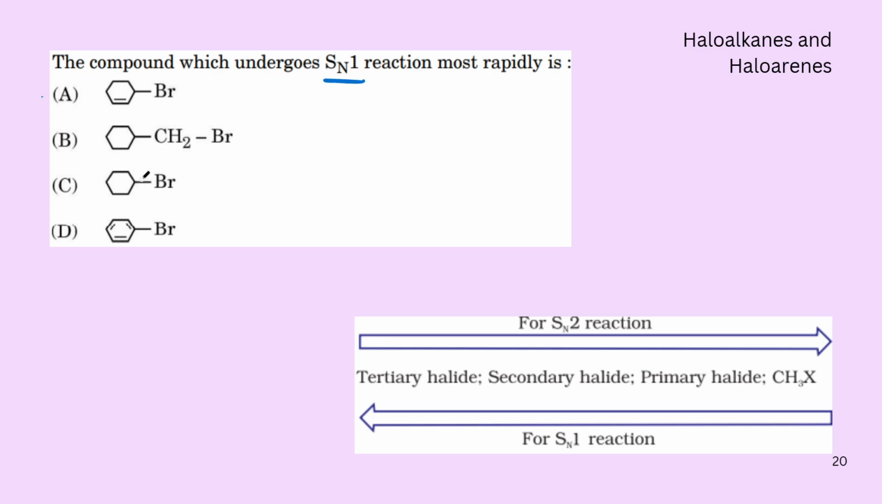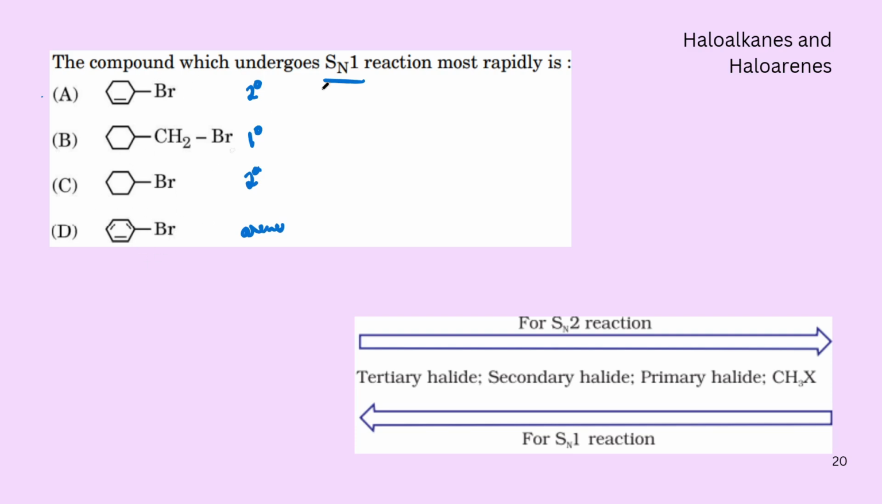I should probably write it down. Okay, hang on. So the first one is a secondary alkyl halide. This one is a primary alkyl halide. This is also a secondary alkyl halide, and this is an arene, right?